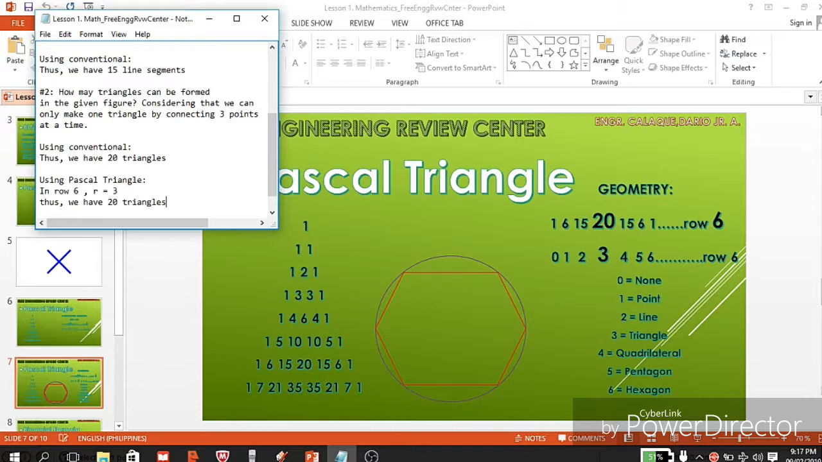So that's it. So you can also solve the number of quadrilaterals to be 15. And we have 6 pentagons that we can make, and we have 1 hexagon that we can make. So that is the Pascal triangle.